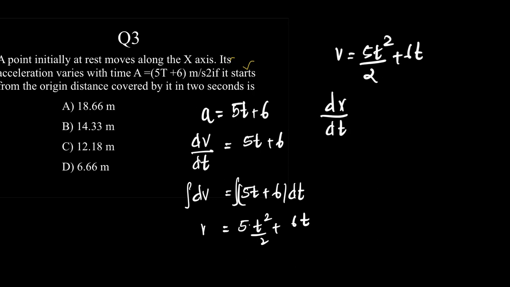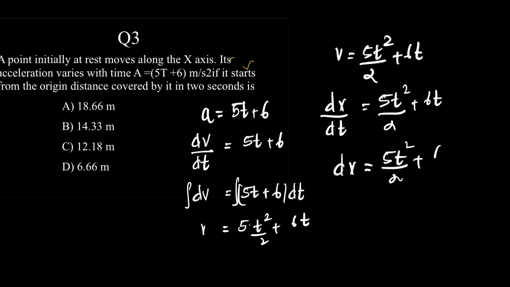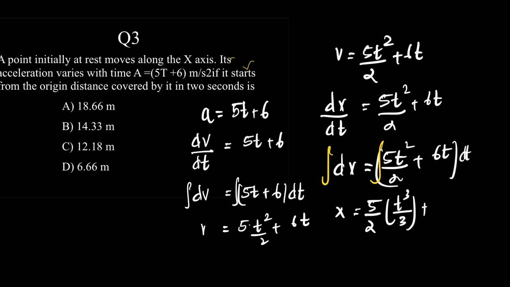v is dx by dt, which is further equal to 5t square by 2 plus 6t. What is dx equal to then? dx will be equal to (5t square by 2 plus 6t) dt. In which case, what is x? We can integrate it on both sides, and what we get is 5 by 2 into t cube by 3 plus 6 into t square by 2, right?